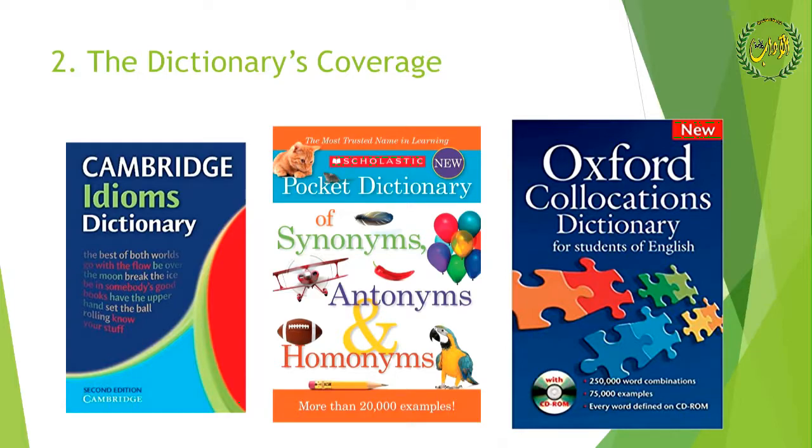The fourth type of dictionary, according to the dictionary's coverage, is a specific area of language. What does this mean? It means that a dictionary can have words that are related to a language, but not all of the language, but a certain or specified area or part of that language. For example, idioms, or synonyms, or antonyms, or collocations. These are all part of language, but they don't include all of language, so we call it specific area of language.